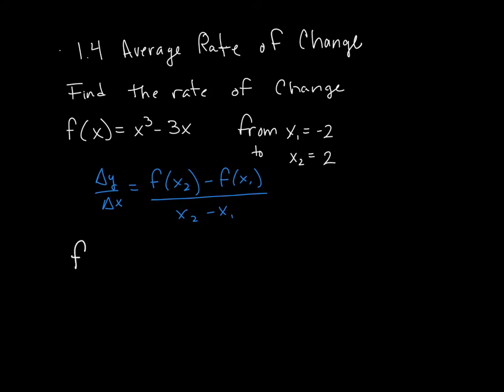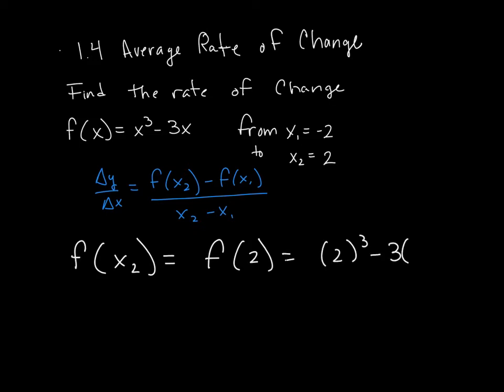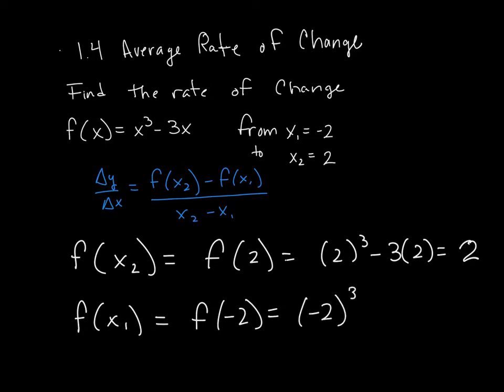So f of x2 is f of 2, and when you plug that in, that is just 2 to the third power minus 3 times 2, which all equals 2. And the second point that we have, f of x1 is f of negative 2, which is negative 2 to the third power minus 3 times negative 2, which is negative 2.